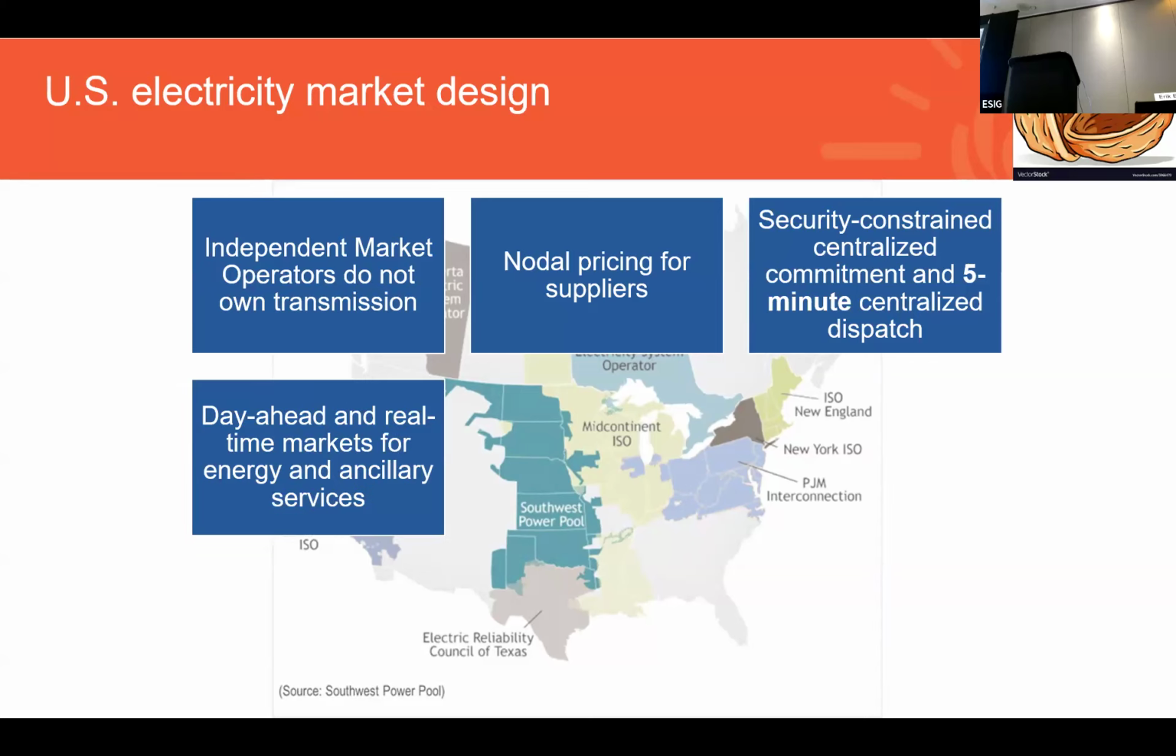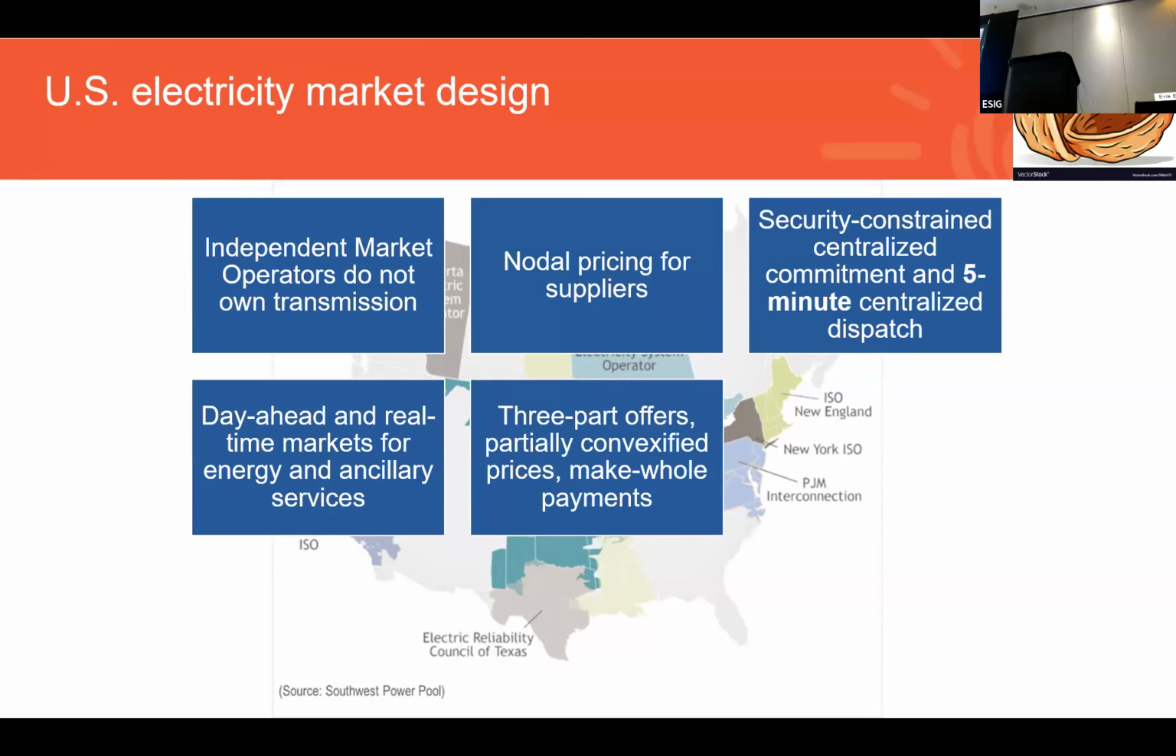Day-ahead and real-time markets for energy and ancillary services. Actually in December, this will be true for all the US markets. ISO New England just added a day-ahead market earlier this year, and ERCOT will be adding their real-time ancillary service market in December. In California, ISO sort of has a real-time ancillary service market, but all of the regions have day-ahead and real-time energy markets.